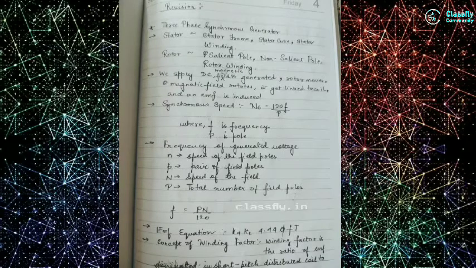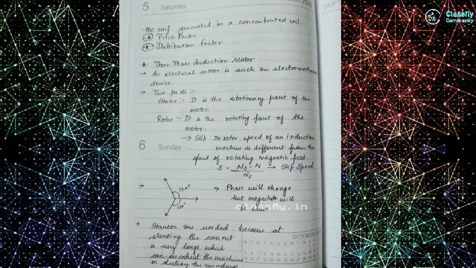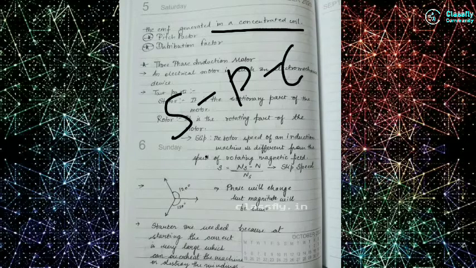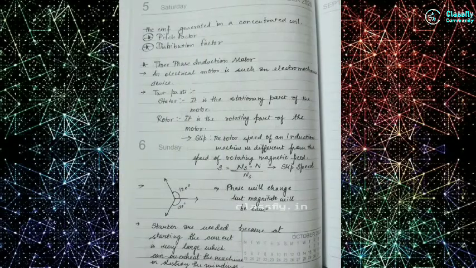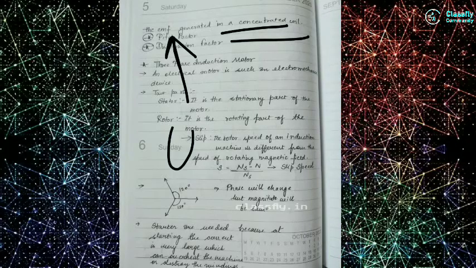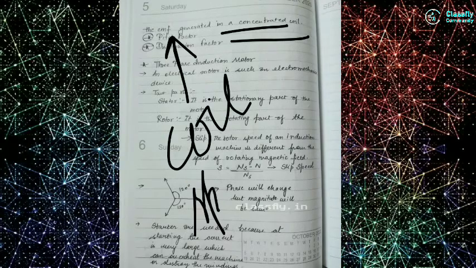Okay. Now see the concept of winding factor. This winding factor states that it is the ratio of the EMF generated in a short pitch distributed coil to the EMF generated in the concentrated coil. That means short pitch coil by concentrated coil. It has two main factors: one is a pitch factor, another is a distribution factor. This pitch factor is also known as coil span factor.